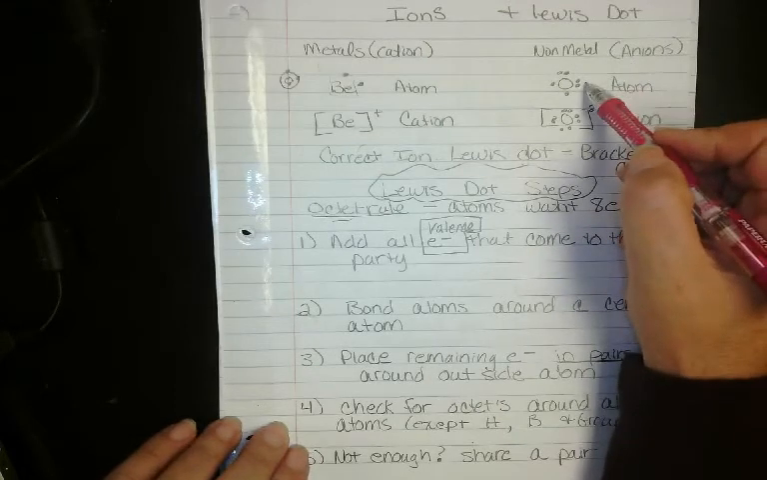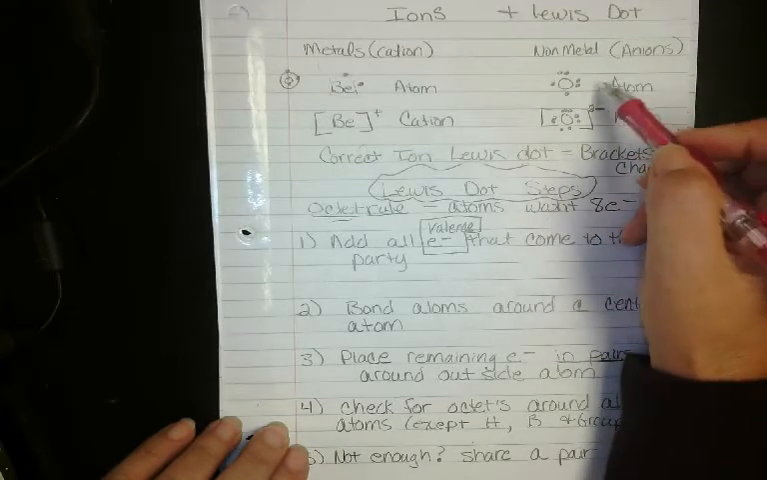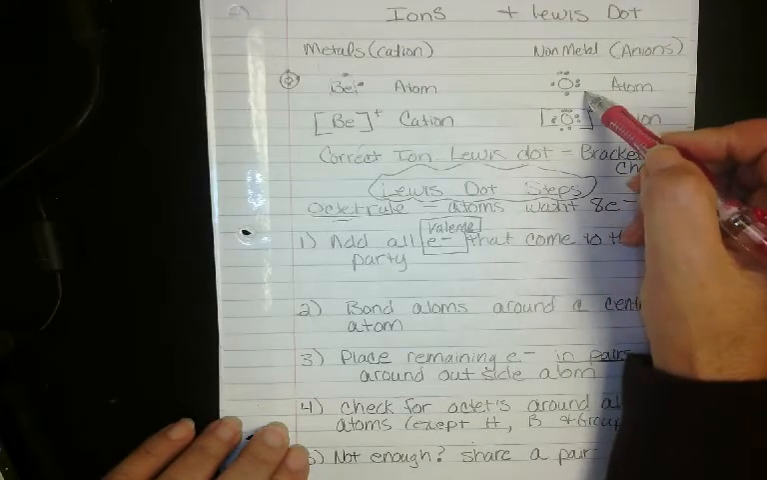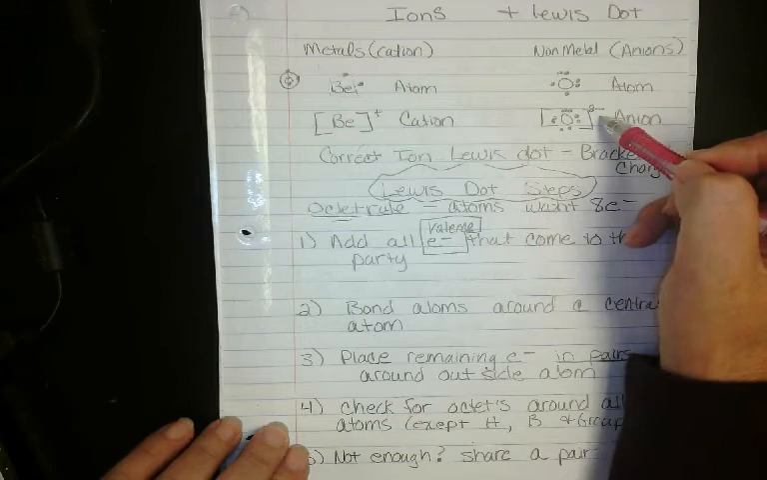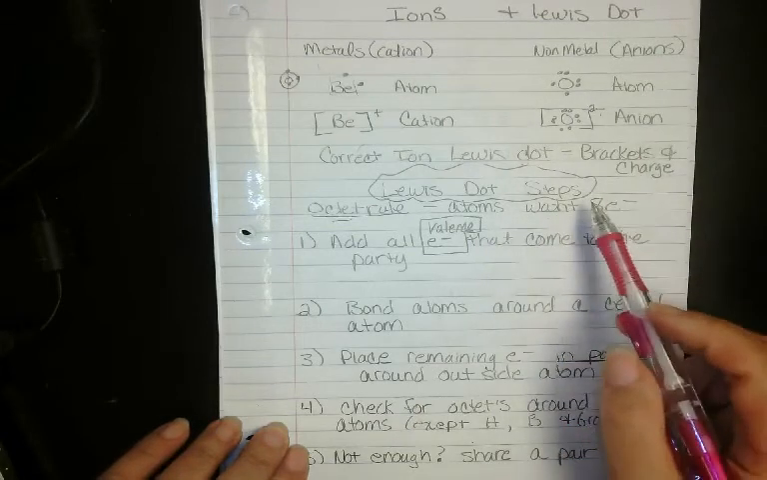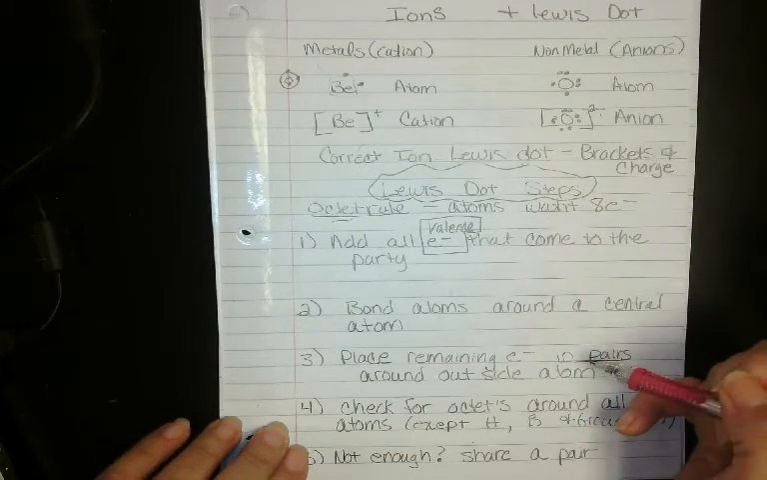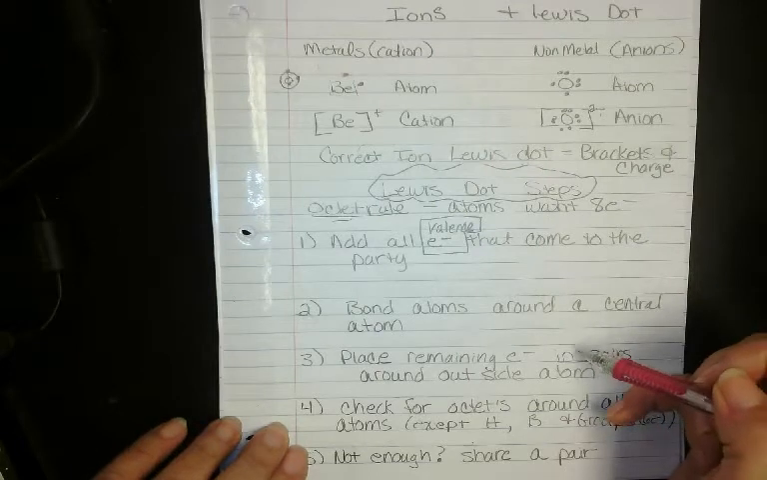Our valence corresponds to the group number. So this is in 6A. It has 6 valence electrons. It would just take 2 more to make that full 8. Now we have these steps. I want you to write these steps. They're going to make way more sense to do it together.